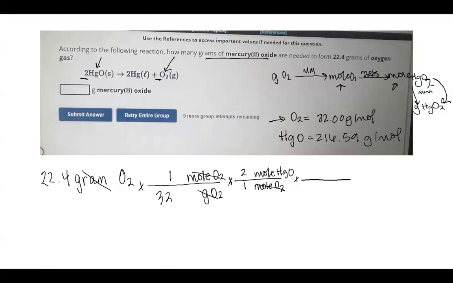Next, I need to go from moles of mercury oxide to grams of mercury oxide. And I'm going to do that using the molar mass here. So I'm going to put moles on bottom because I want them to cancel out. I'll put grams of mercury oxide on top. And for every 1 mole, there is 216.59 grams. All right. So I'll leave that for you to solve, but you'll multiply across the top, hit enter, and then divide by 32 in your calculator.